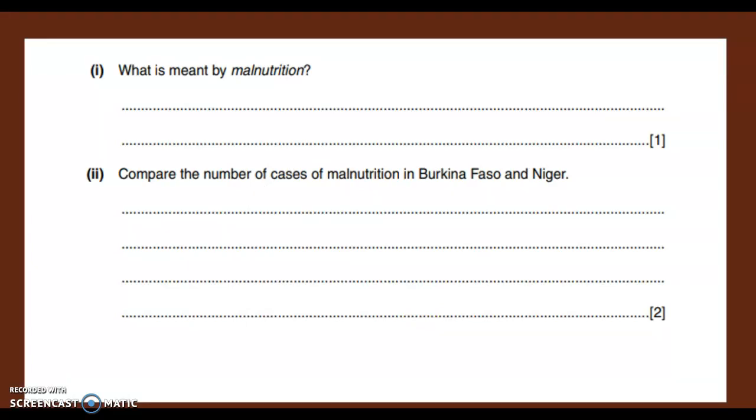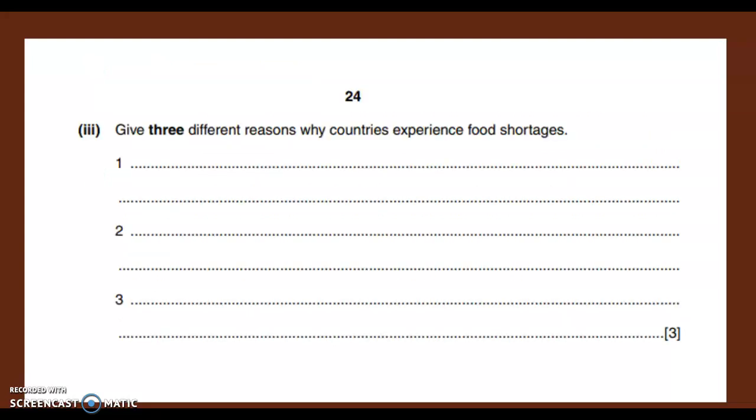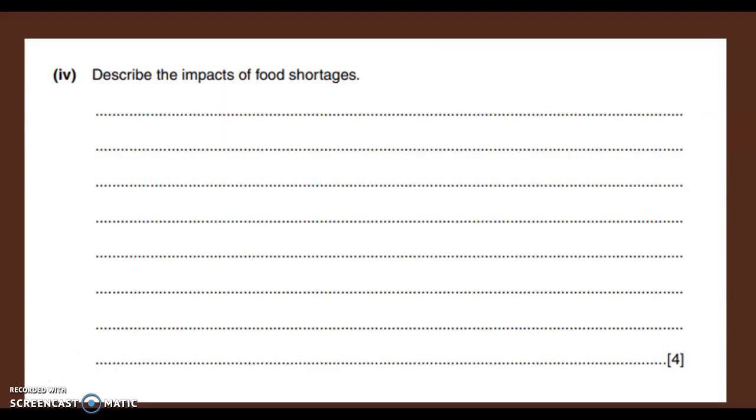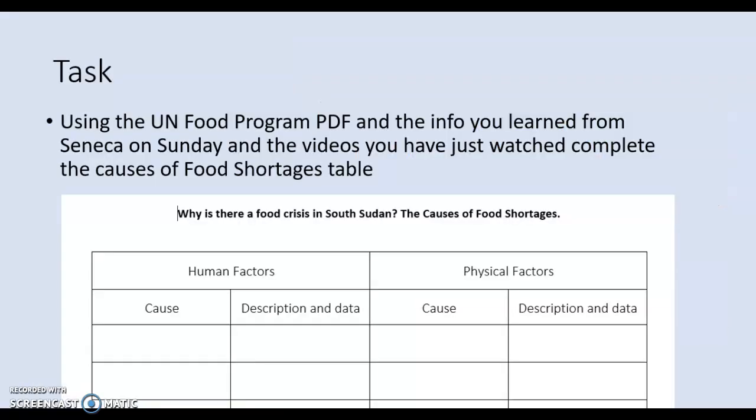Few questions, they're only short answer questions. There is no 7 marker here for you. So a definition, a comparative question, reasons for food shortages, try and go for different human and physical ones, and then the impacts of food shortages. This is deadly, you should be able to be all over this one. And then your mark scheme is there if you want to check your answers, okay?